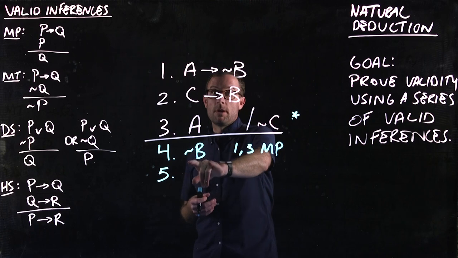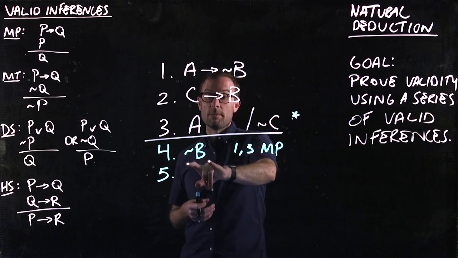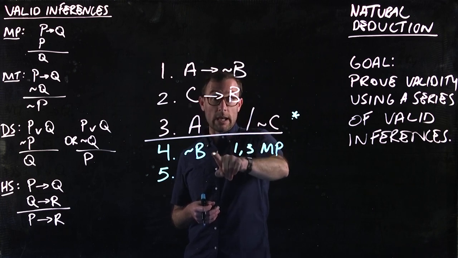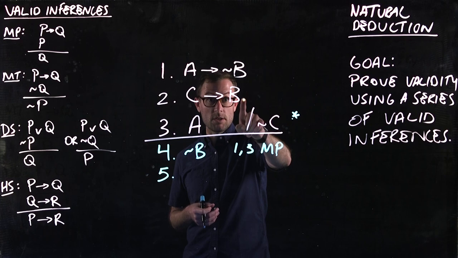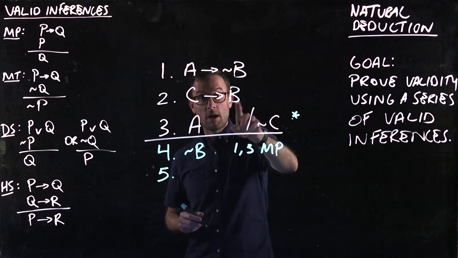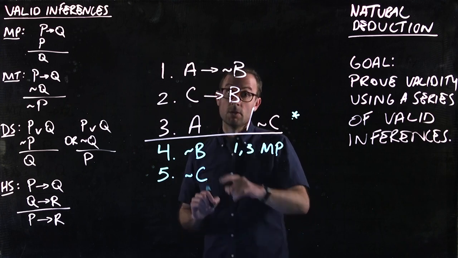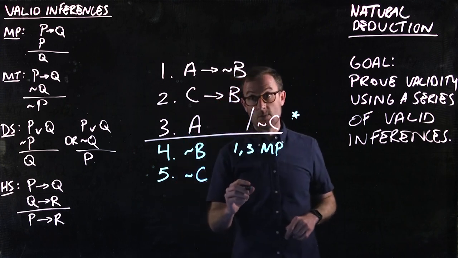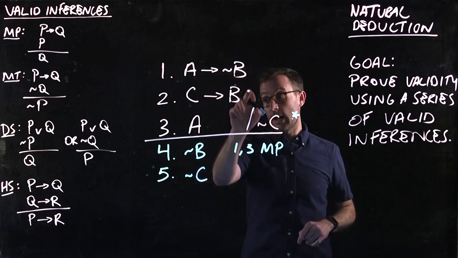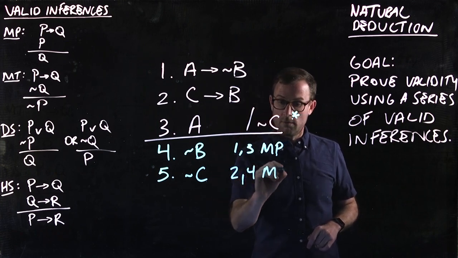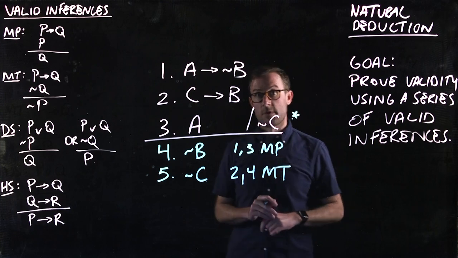Well, look at 4 here. 4 as a new premise, not B. Oh, okay. Well, if C then B, here we can negate or deny the consequent in 2. And whenever we deny the consequent, according to the modus tollens, we have to deny the antecedent as well. So I get that from 2 and 4 via a modus tollens inference.